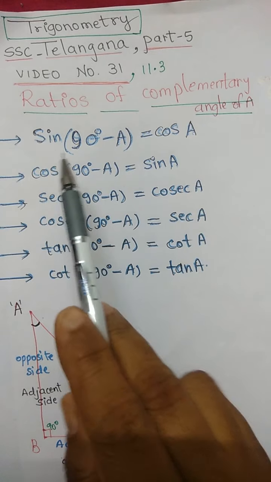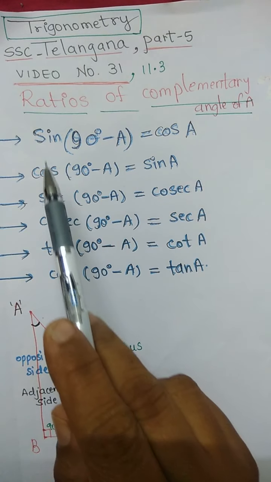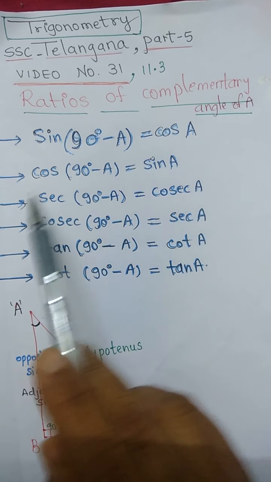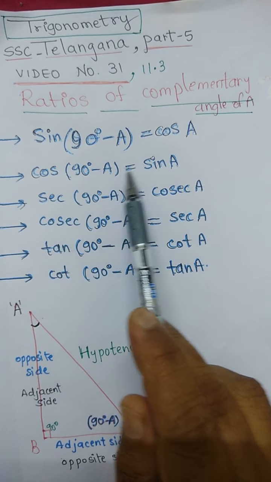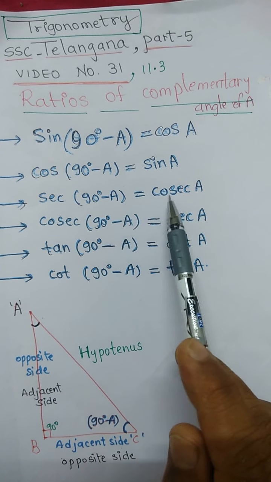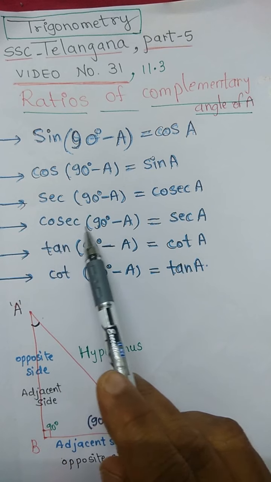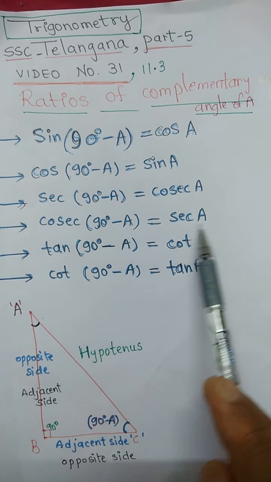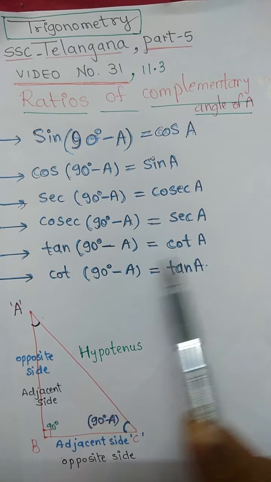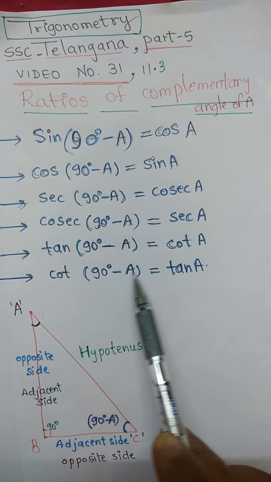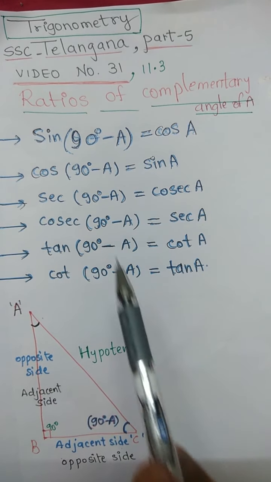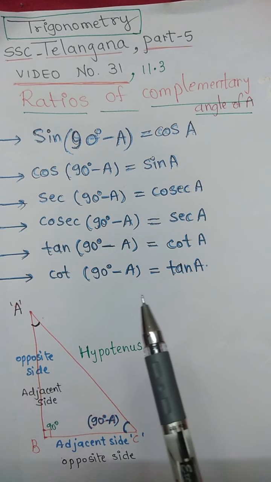Here I have written some of the formulae. Sin(90 minus A) equals cos A, and cos(90 minus A) equals sin A. Sec(90 minus A) equals cosec A, and cosec(90 degrees minus A) equals sec A. Tan(90 degrees minus A) equals cot A, and cot(90 degrees minus A) equals tan A. You have to learn these and jot them down in your notebook quickly.